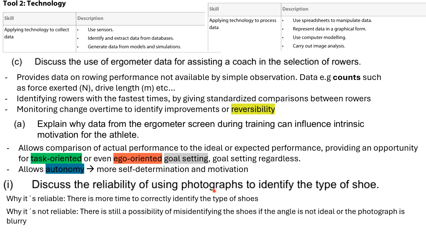The reliability of using photographs to identify the type of shoe. So it can be reliable because there's more time to correctly identify the type of shoe, because you can just look at the photograph a lot of times. However, you could misidentify it if the angle is off or the photograph is blurry. So these kinds of questions, discuss, for example, give a reason why: an argument for, an argument against. And this is going to be like logic. Some things are less logical, which we're going to look at, but these questions, yeah.